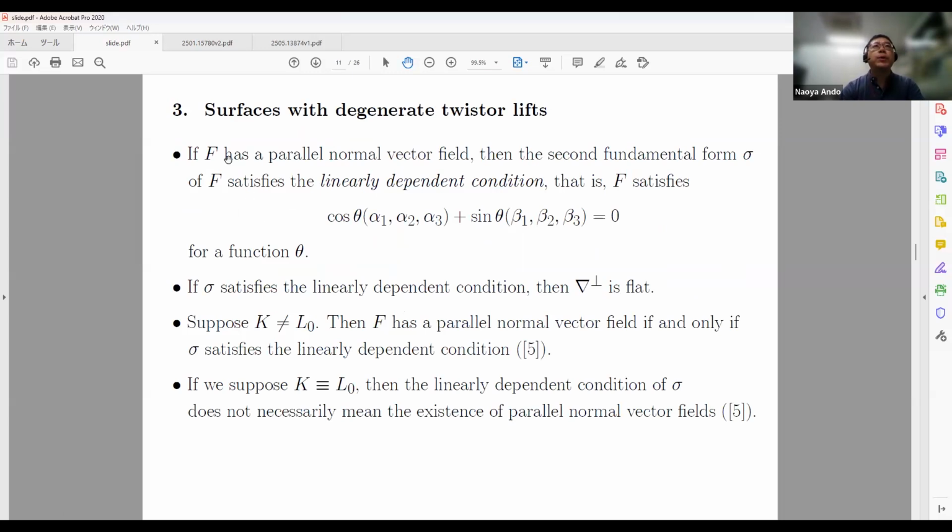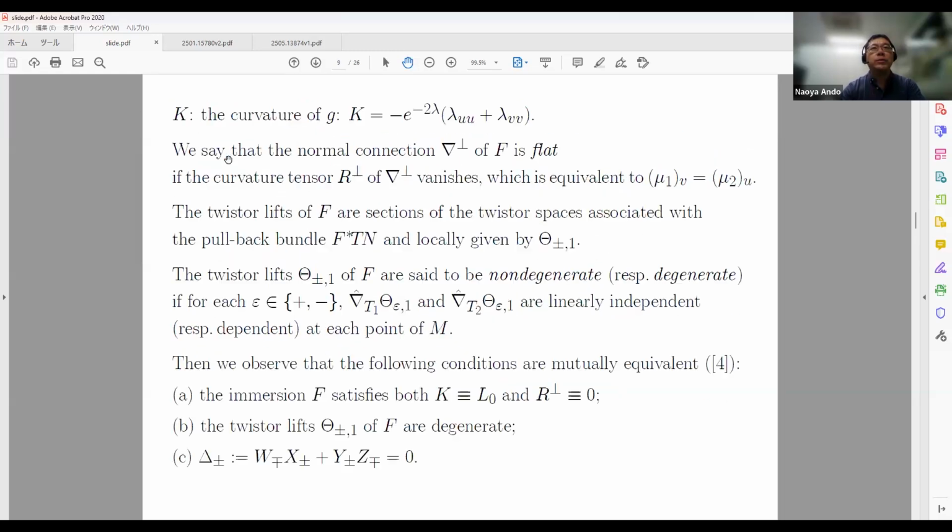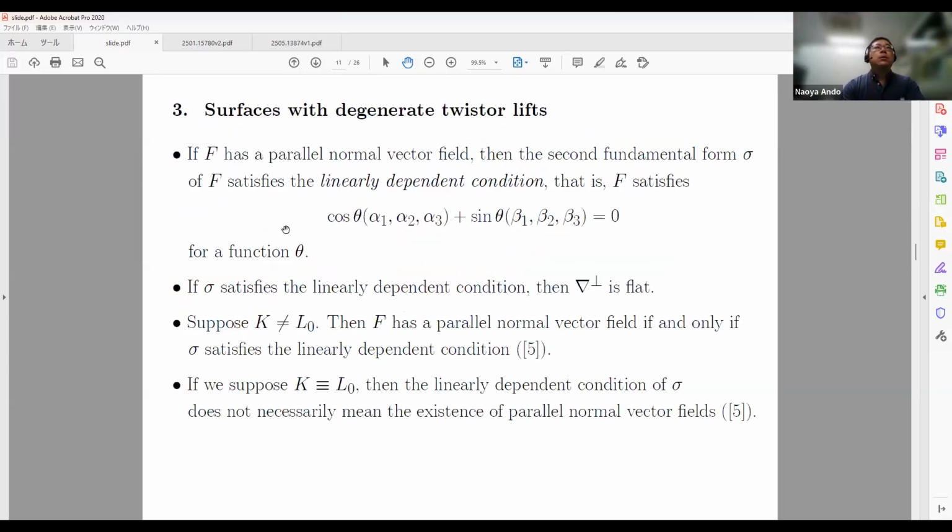In this section, I will explain surfaces with degenerate twistor lifts. Such surfaces satisfy these two conditions. If F has a parallel normal vector field, then the second fundamental form sigma satisfies the linearly dependent condition. That is, F satisfies this relation for a function theta. If sigma satisfies the linearly dependent condition, then the normal connection is flat.